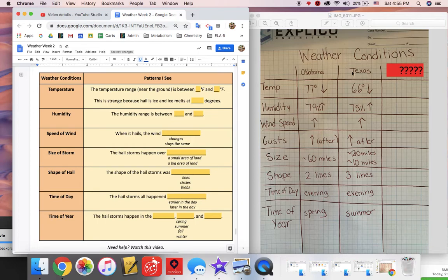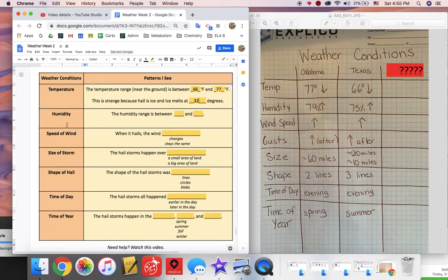So the first thing we're looking at is temperature. What was the temperature range near the ground? I don't have my full column completed, so I won't have the right answers, but my lowest number is 66. So here I would write 66. And the highest temperature number I have is 77. But you need to make sure you've completed all your columns and write your actual lowest temperature and your actual highest temperature. Now this is strange because hail is ice, and we know that ice melts at 32 degrees. So this is really weird that when it hails, it's so warm outside.